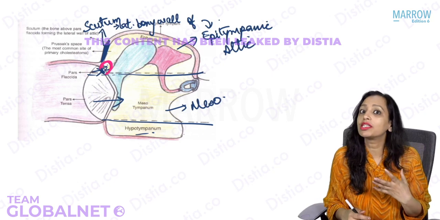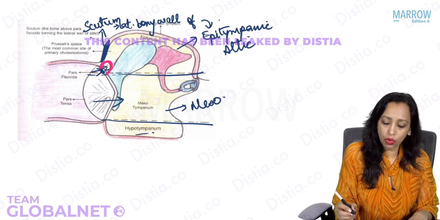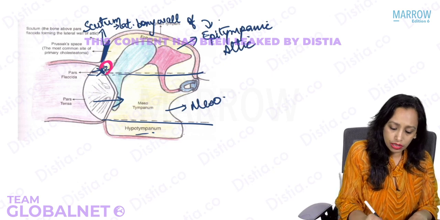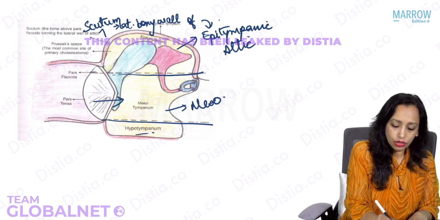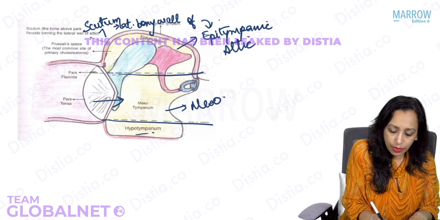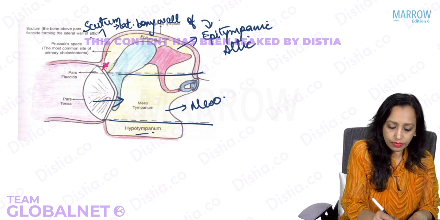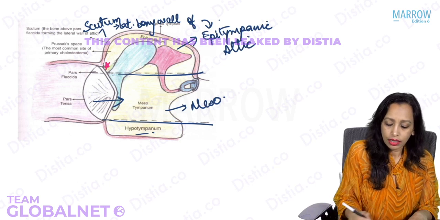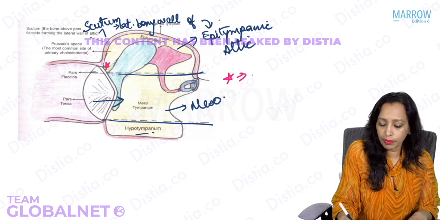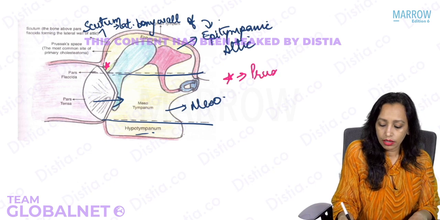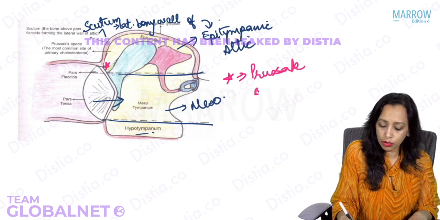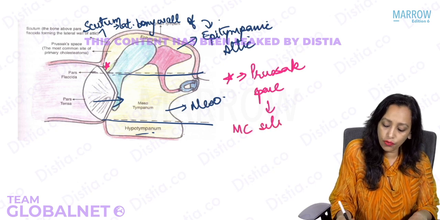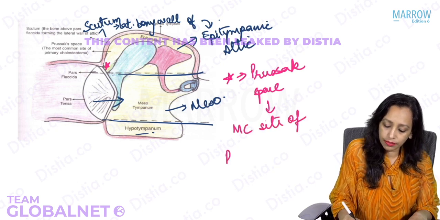And this has been given a separate name. This is what is known as the Prussak space. So, let me just rub all this. Yes. So, where is the Prussak space? This space where I am drawing the star. Right, the star here is the Prussak space. What is the Prussak space? This is the most common site of retraction pocket.